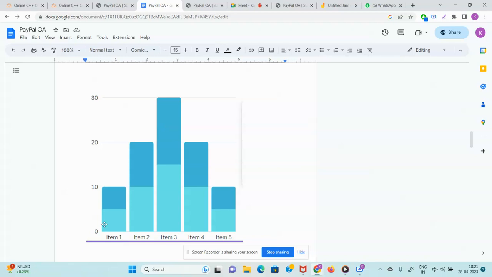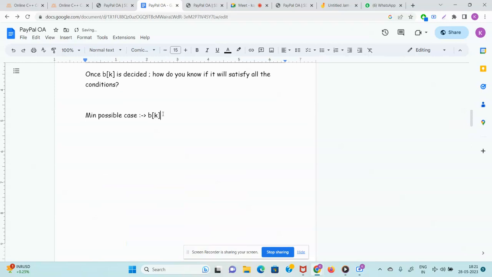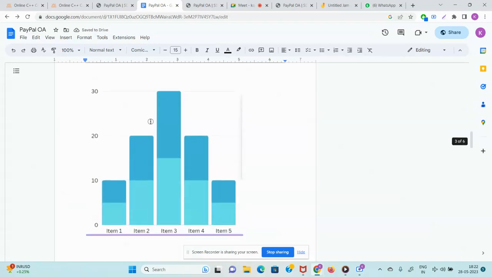You should know the range. In the minimum possible case, what will you do? You give b of k equal to y, and then for the numbers from k plus 1 till n, you put y minus 1, y minus 2, and so on. This will make sure that the sum of the numbers is minimum. I'm trying to find the minimum possible sum. Okay, clear guys? This is the minimum possible case because you are decreasing every element from left to right.